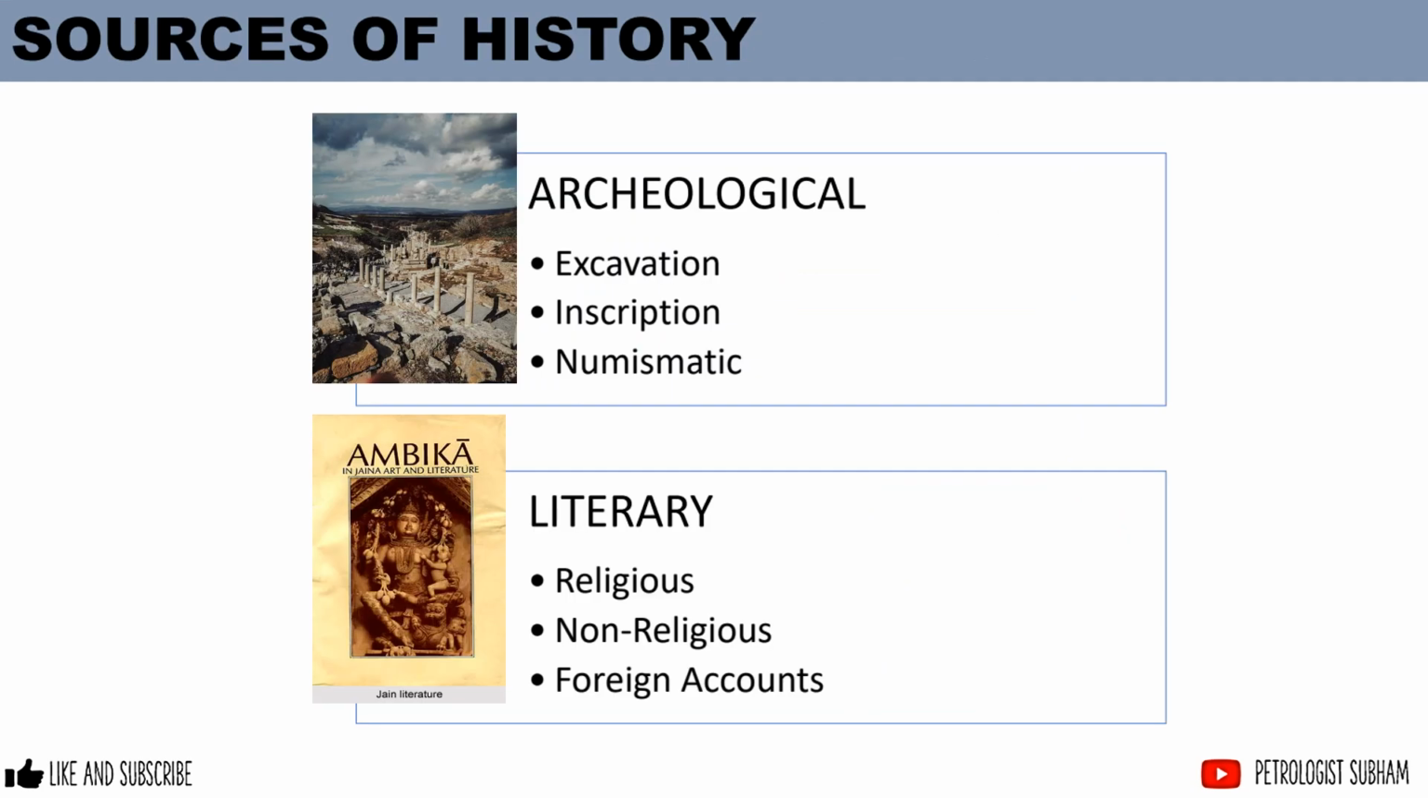The sources of history are taken into account from two types of evidences: archaeological and literary, okay? From the archaeological evidences, it involves excavation, inscription, and numismatics. From the literary sources, there are religious books, non-religious books, and there are foreign accounts, like foreign text that is related to India. Okay.